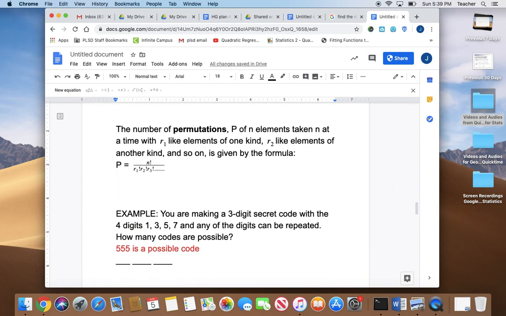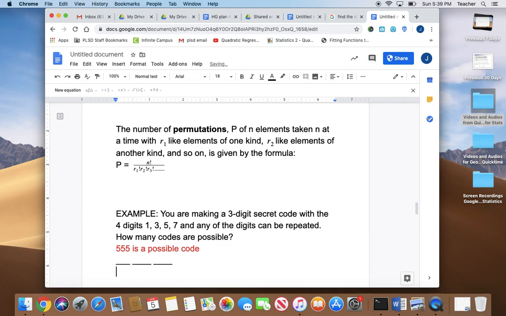one last example, and this is kind of a unique case. This is a little bit different than the last one because it says you're making a 3-digit secret code with the 4 digits 1, 3, 5, 7, and any of the digits can be repeated. So this is different than how many different arrangements of the word Tallahassee can you make, because it says any of the digits can be repeated. How many codes are possible? So this means that 555 is a possible code.